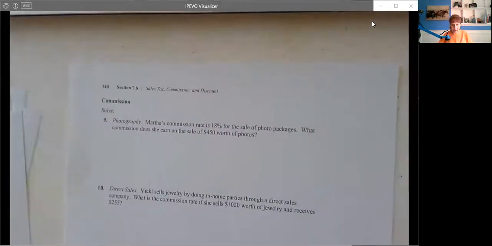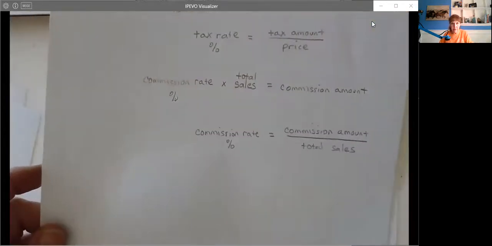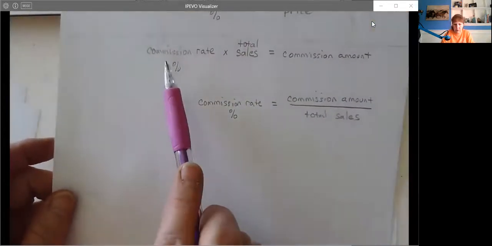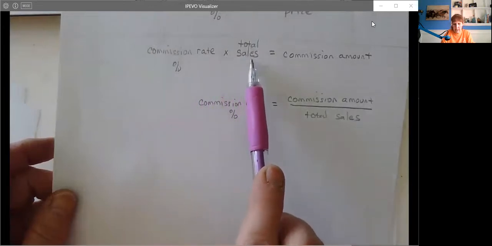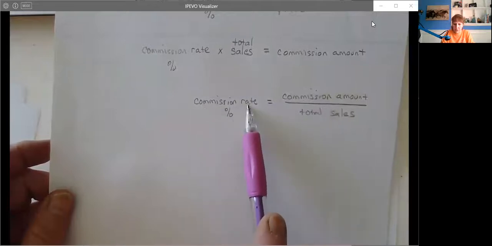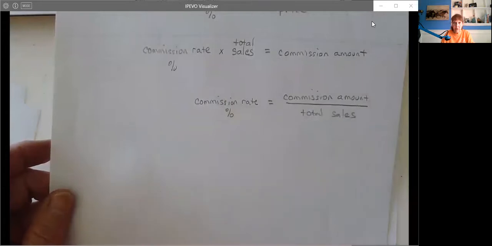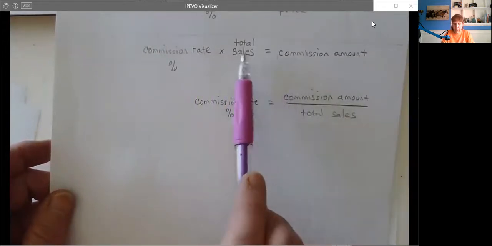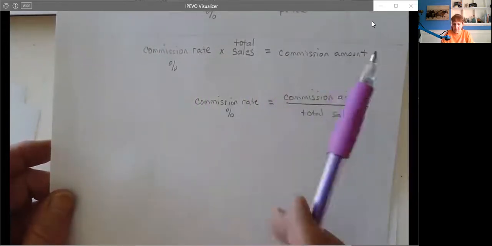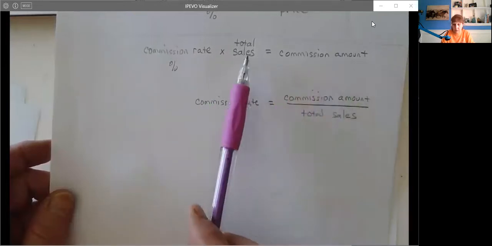Now we're going to look at commission. Same idea. We have two templates to use, either the one here, let me show it to you. Either the commission rate times the total sales is how much you would make with a commission. But if you're asking for the commission rate, you can divide this over to here and just use this. Either one depends on what they want. Are they looking for the commission amount or the total sales?